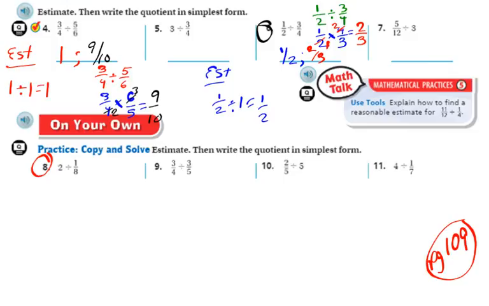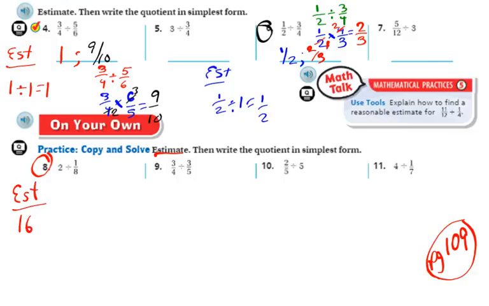All right, thanks for taking the time to pause the video and complete question 8. And here is what I'd like to do. We're going to estimate, so 2 divided by 1/8. For every whole, there's going to be 8/8. I have 2 wholes, so 8 plus 8. My estimate here is going to be an answer of 16.